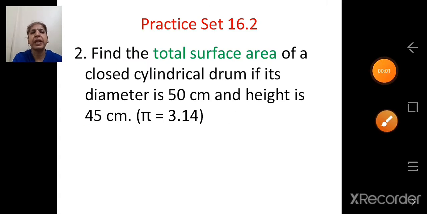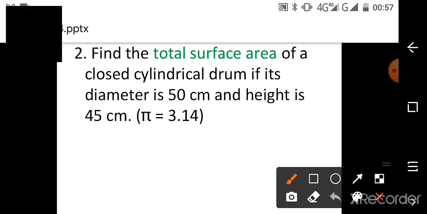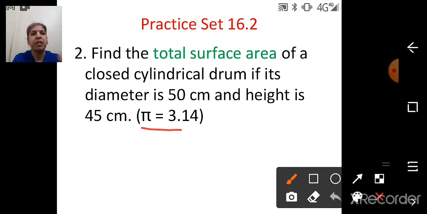Let's continue with practice set 16.2 with the word problem. Second question. Find the total surface area of a closed cylindrical drum if its diameter is 50 cm and height is 45 cm, and value of pi is given in bracket. Which value do we have to take here? We have to take 3.14. We know that two values of pi are there, one is 22/7 and second one is 3.14.